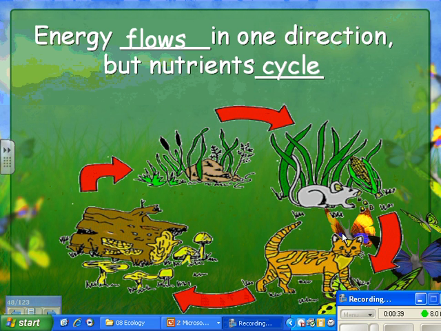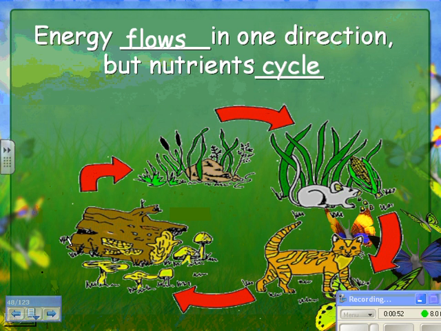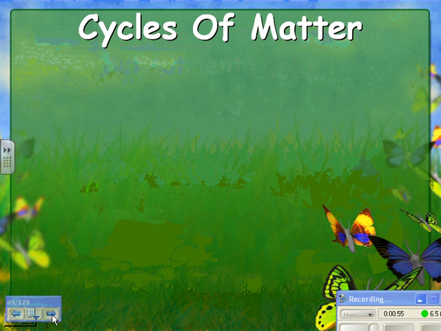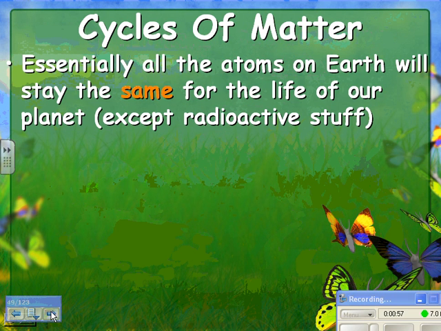When the plants or the animals die, they get broken down by decomposers. The carbon dioxide goes back into the air and is taken back in by plants, and so on and so on. All nutrients cycle: carbon, hydrogen, oxygen, nitrogen, all that stuff, whereas energy flows. So we're going to look at the first cycle of matter today. We're going to look at the carbon cycle.